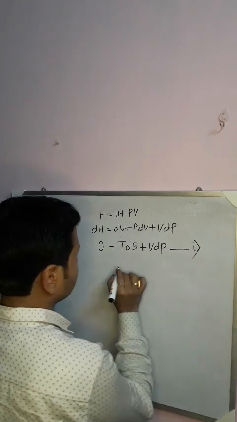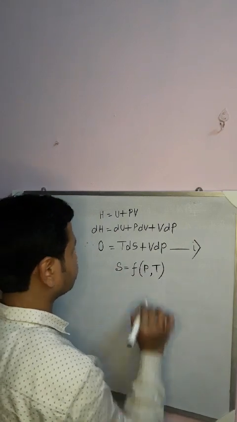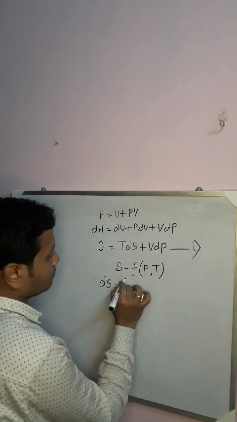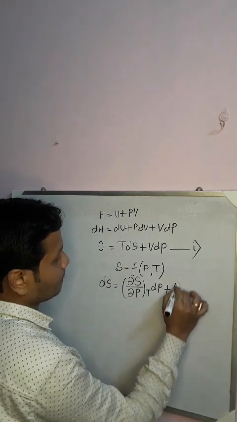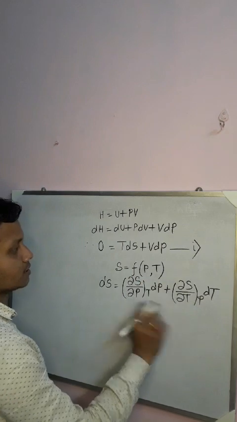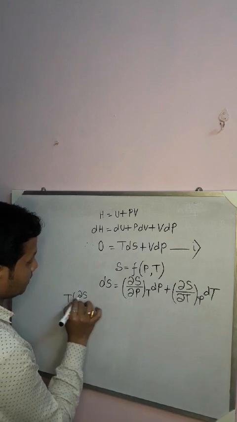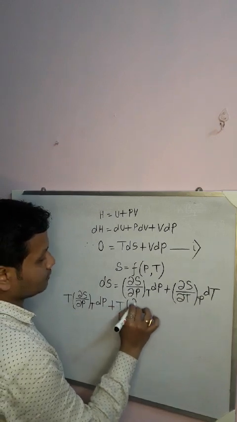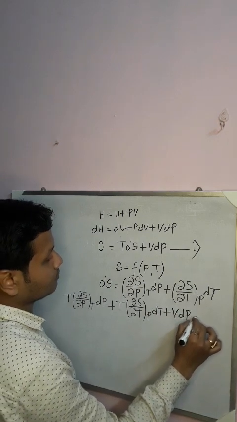Now take entropy as a function of pressure and temperature. Since dS is a perfect differential, dS equals (del S del P) at constant T dP plus (del S del T) at constant P dT. Now substitute this value in equation 1. What you get is T (del S del P) at constant temperature dP plus T (del S del T) at constant pressure dT plus V dP equal to 0.